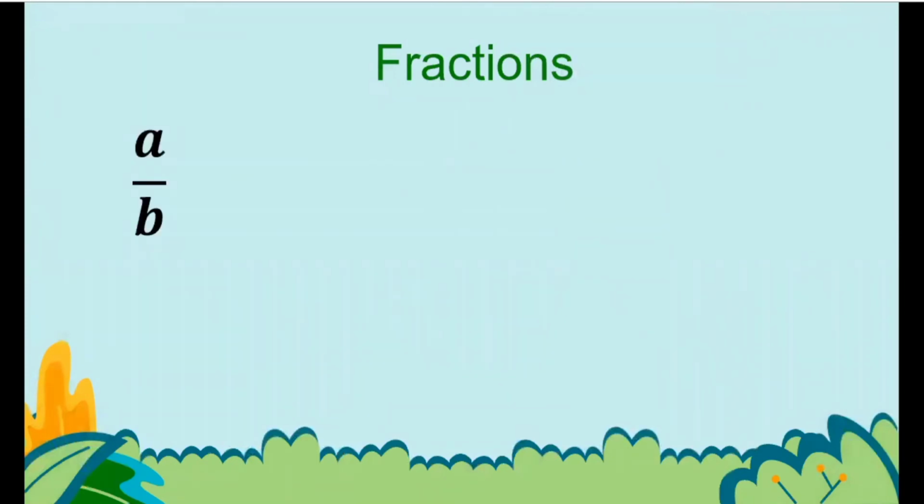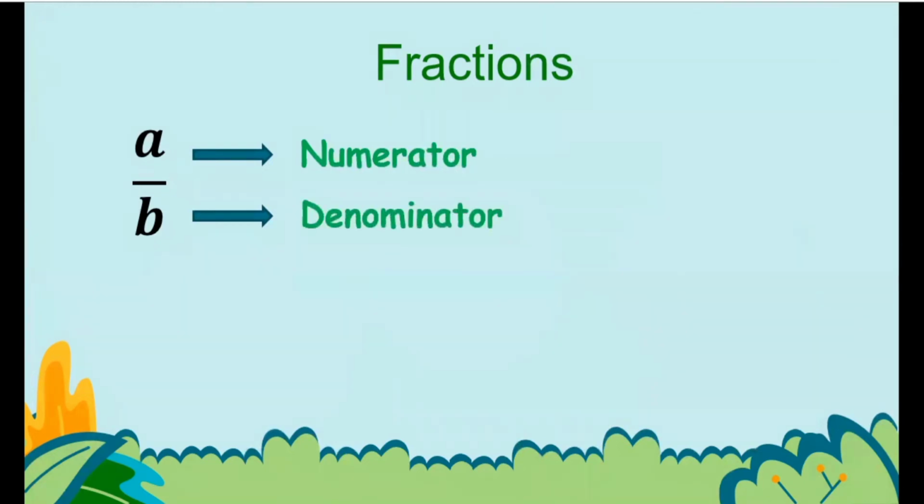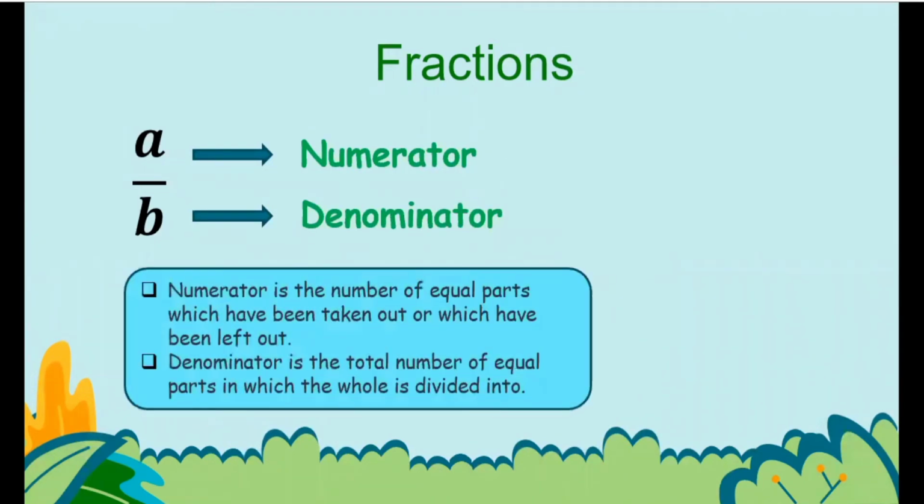As we can see, a fraction has two parts, one top part and one bottom part. The top part is known as numerator, and the bottom part is called as denominator. Numerator is the number of equal parts which have been taken out or which have been left out. Denominator is the total number of equal parts in which the whole is divided into.